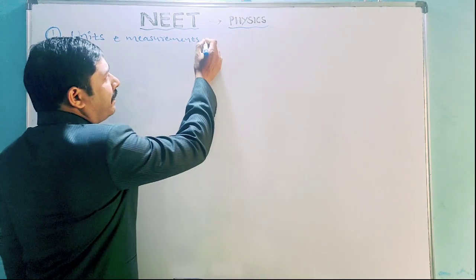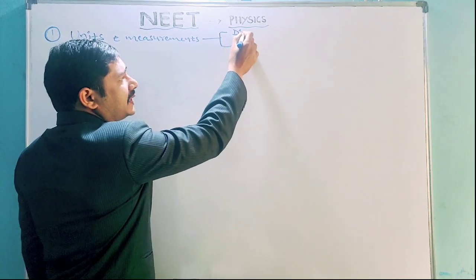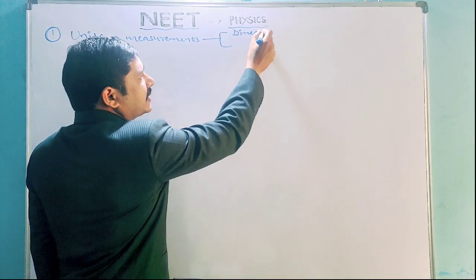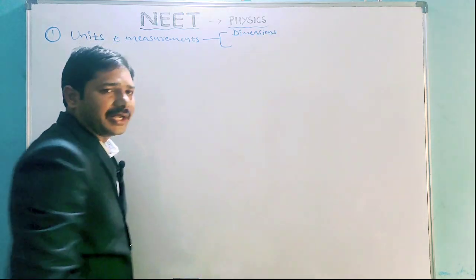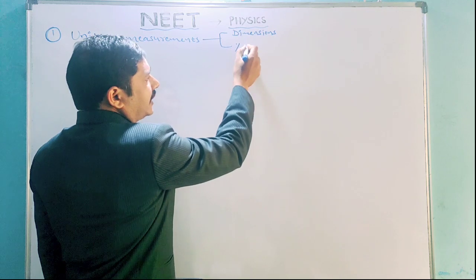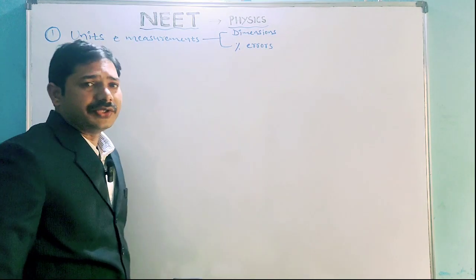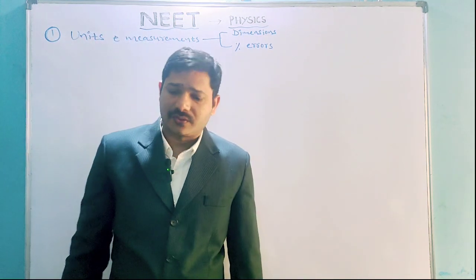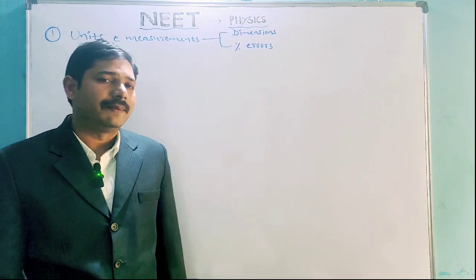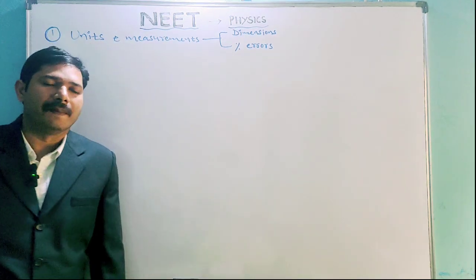Units and measurements. First one is dimensions. Based on dimensions, one topic is compulsory, and errors, percentage errors. Based on percentage error, another question. The two questions are compulsory from units and measurements.